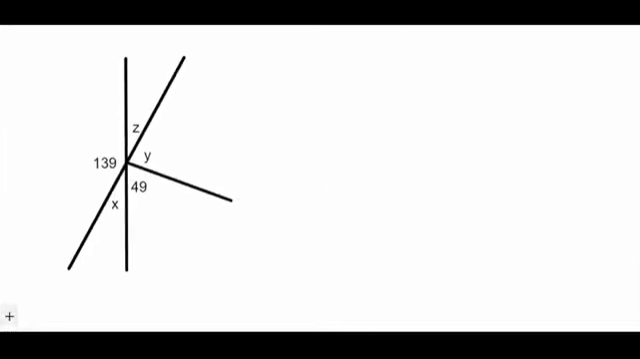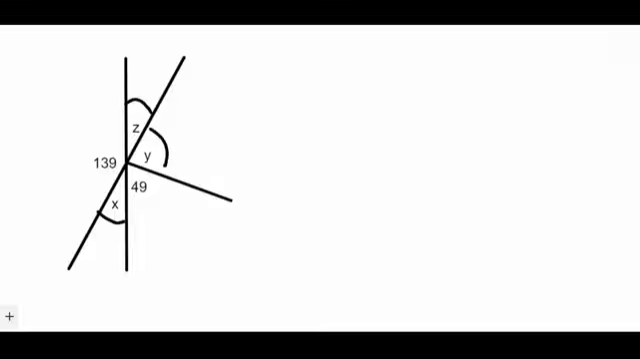Hey guys, so this video is going to focus on how to find missing angles just using different relationships that we know about angles, such as vertical angles and supplementary angles. So here we have a particular situation where we have a few different lines cutting through, and we need to try and figure out how to find those missing angles. So we're trying to find angle X, angle Y, and angle Z.